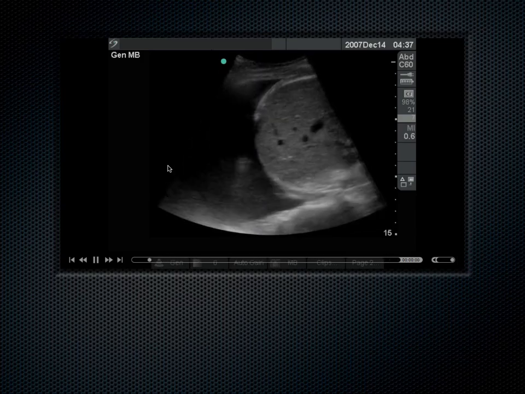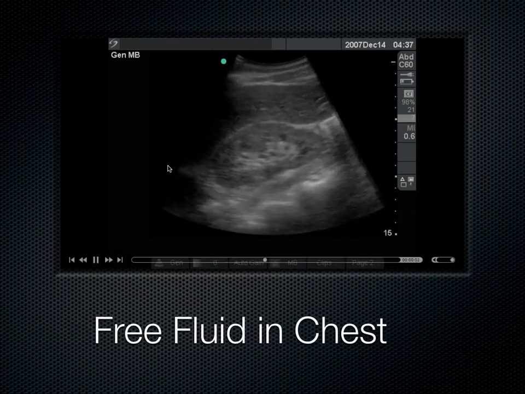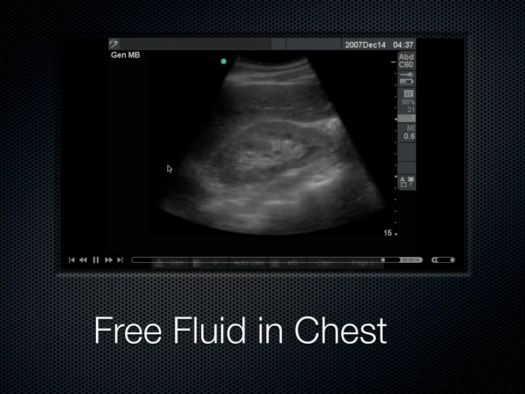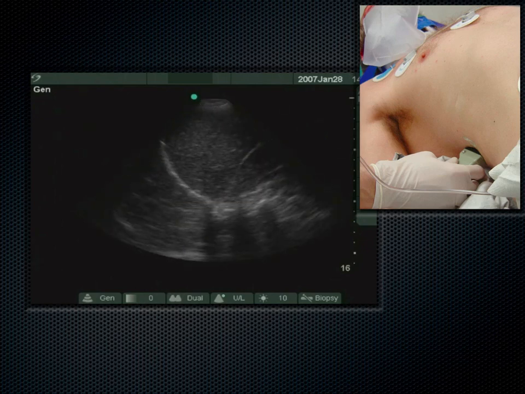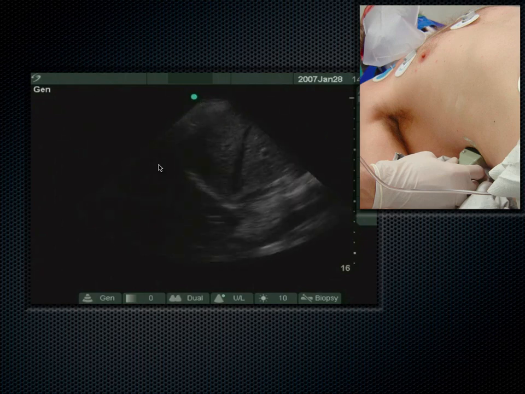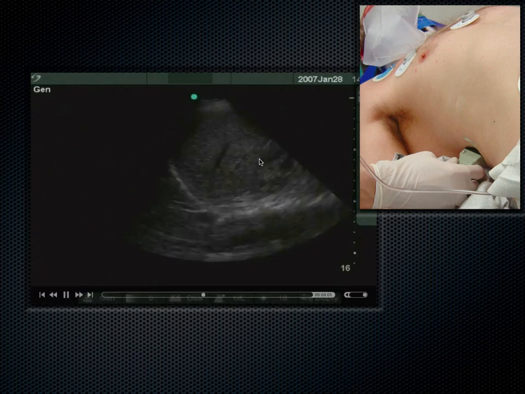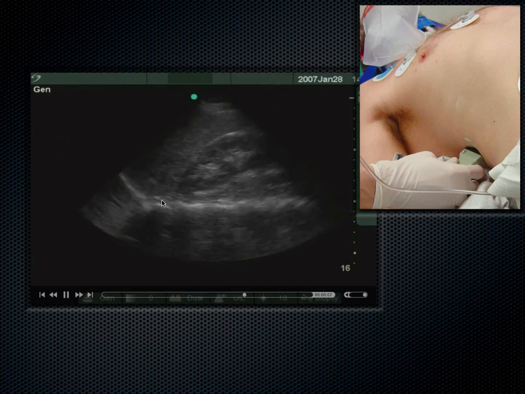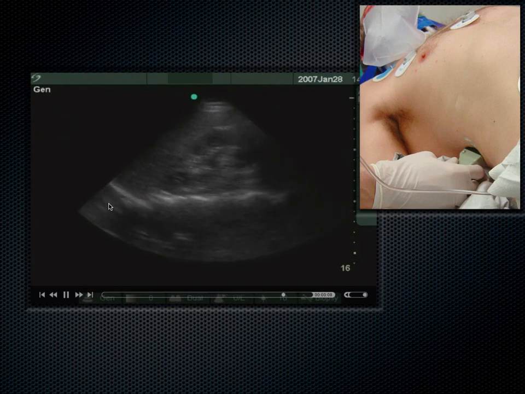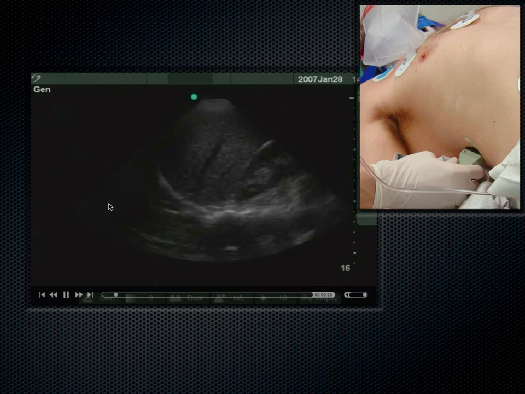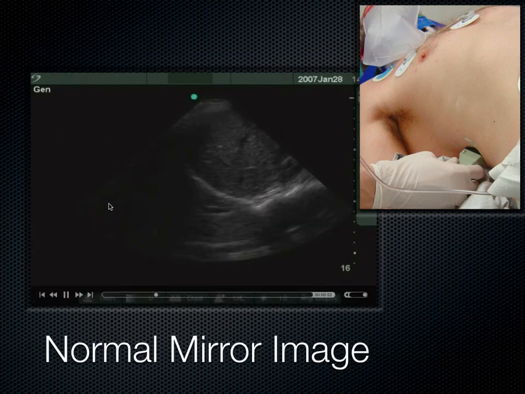What does it look like if there's not pleural fluid there? Well, there's an artifact that we count on to tell us that there's not pleural fluid there, and this artifact is represented here. So here we have the liver, the kidney, the diaphragm, and on the other side of the diaphragm it looks like there's more liver. This is what we call a mirror image artifact.